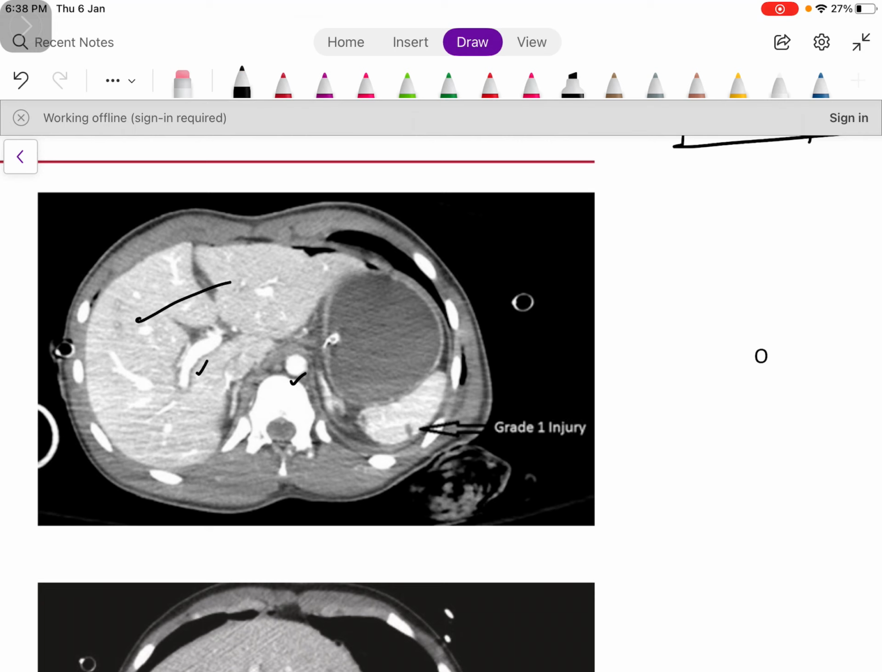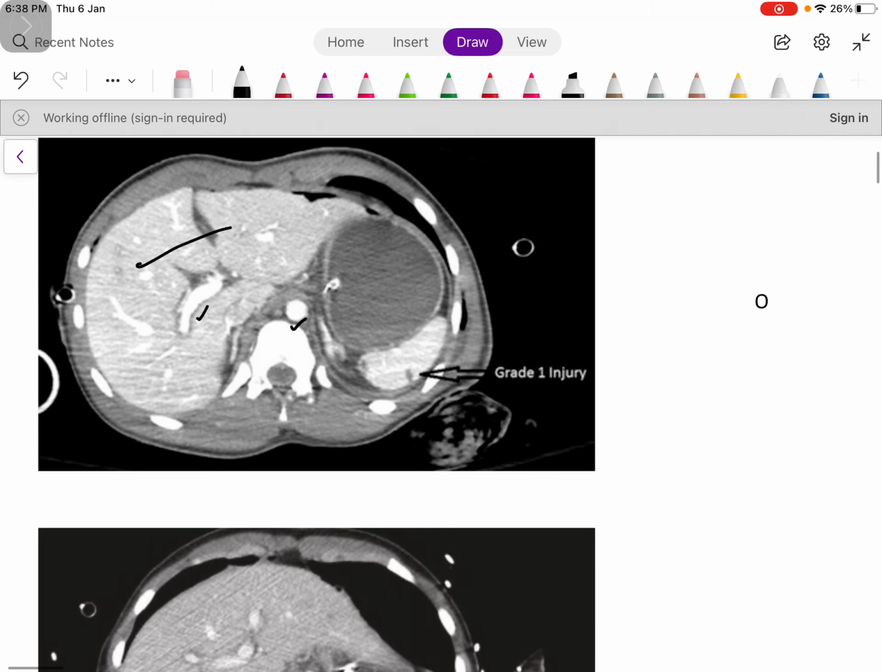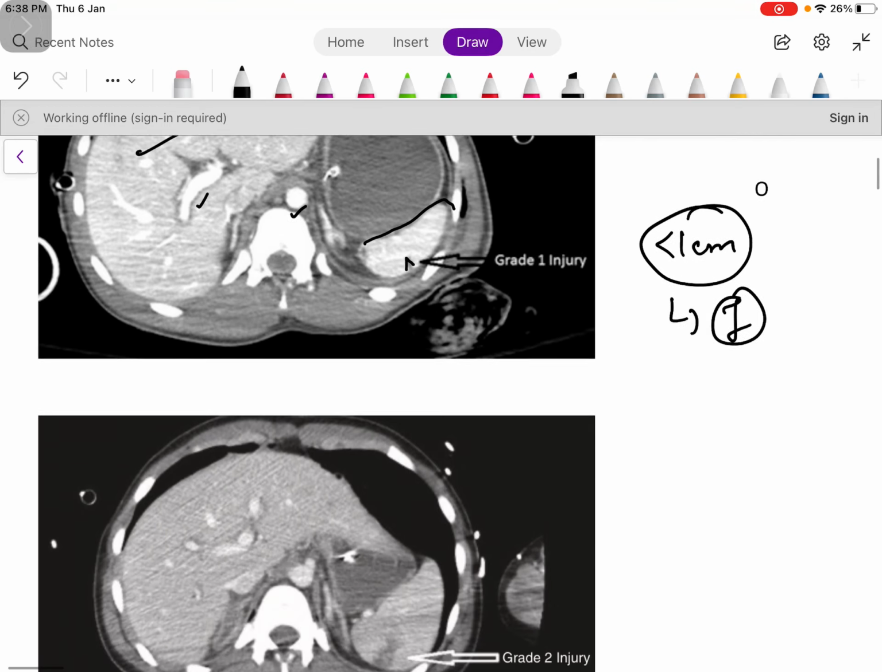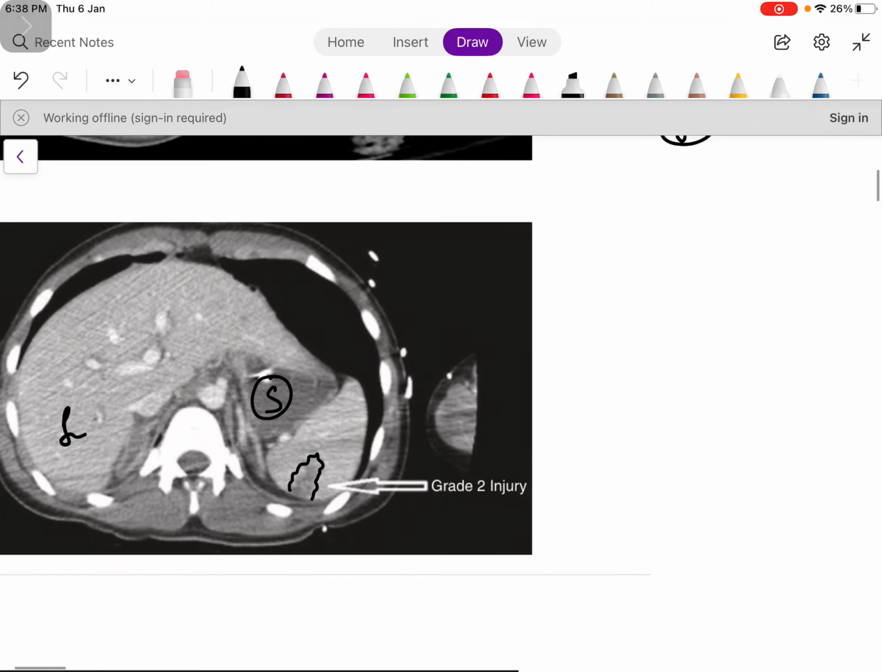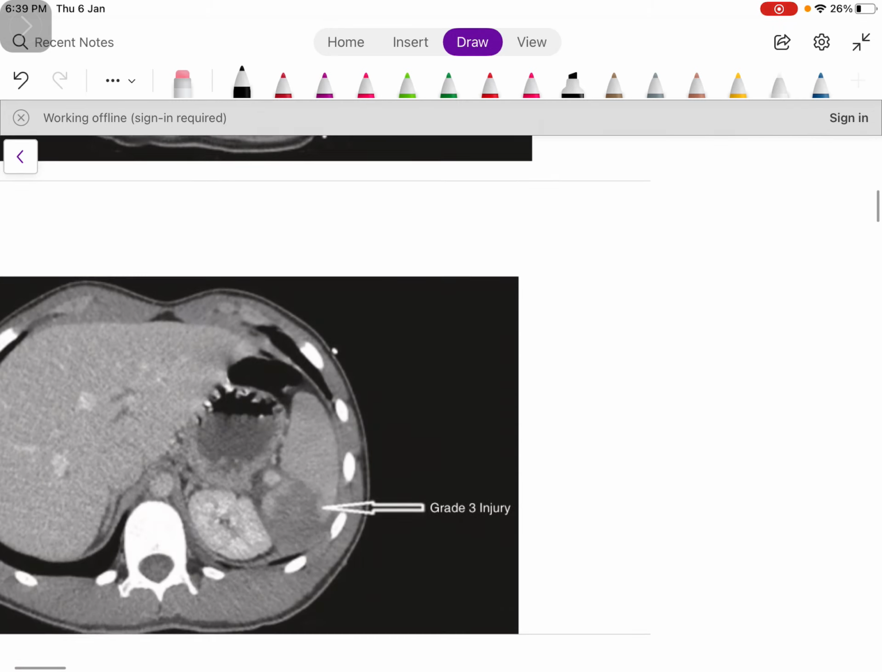Now this is the liver. The liver seems normal, but you can see the spleen. There is a laceration here. It looks very small, less than 1 centimeter, so it is a grade 1 splenic injury. Now again you can see this is the liver, this is the stomach, and there's a laceration here in the spleen, which is mostly more than 1 centimeter but less than 3 centimeters, so it is grade 2.